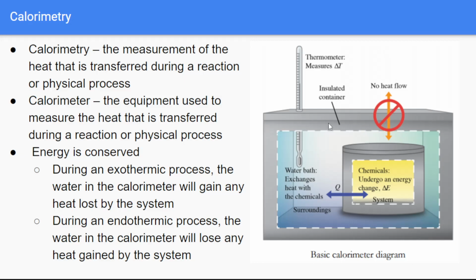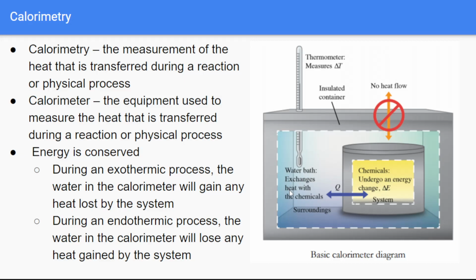You have a chamber with water that has an inner chamber where a chemical reaction would occur. That chemical reaction in most cases is food. So companies use calorimeters to determine how many calories are in food. So you take that food, you burn it in the chamber, it releases energy. That energy is transferred to the water.